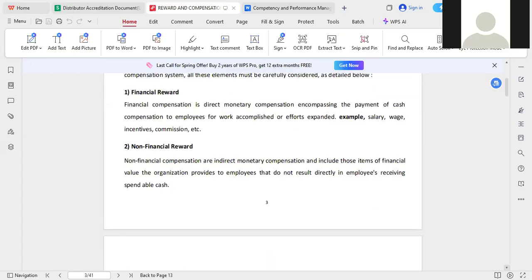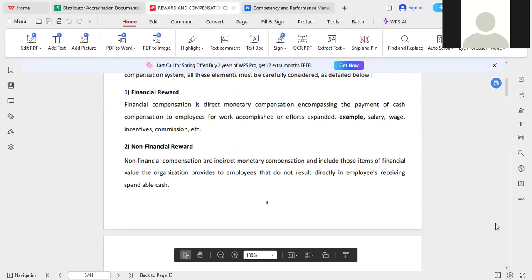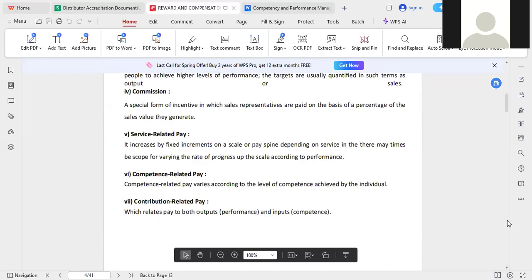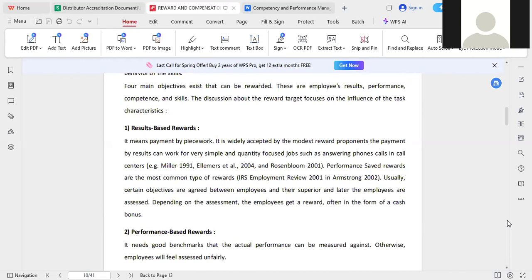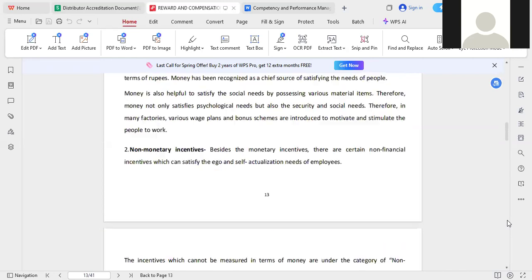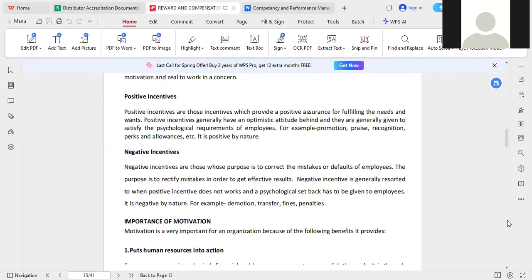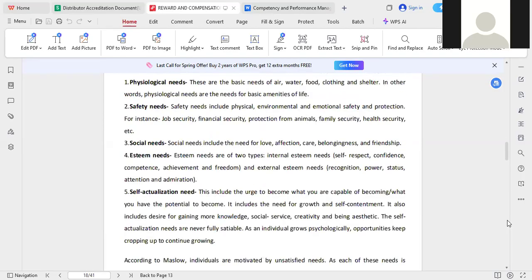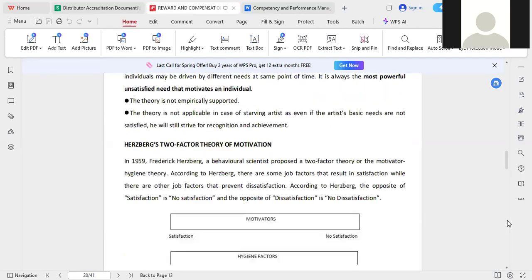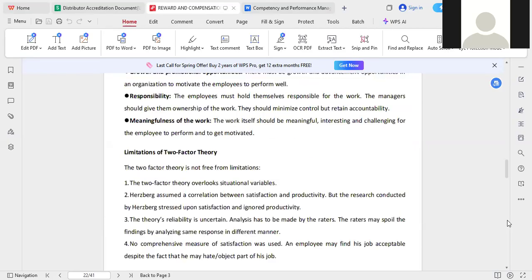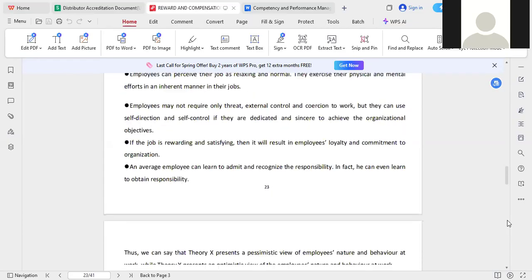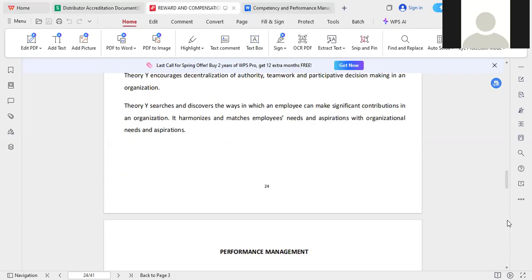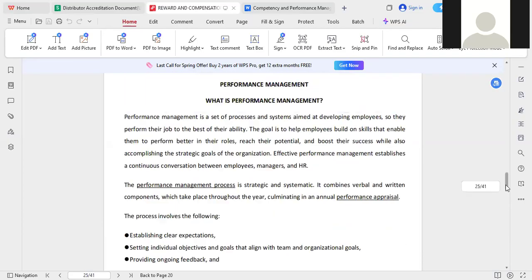So what we're going to be looking at today is the next topic after motivation. If you remember, we talked about the three classical theories in dealing with motivation after talking about the importance of motivation. That's Abraham Maslow's theory, Herzberg's two-factor theory, then theory X and Y. Okay, so we're going to look at performance management.